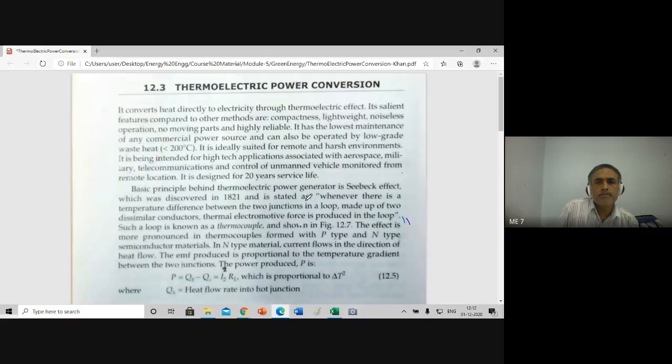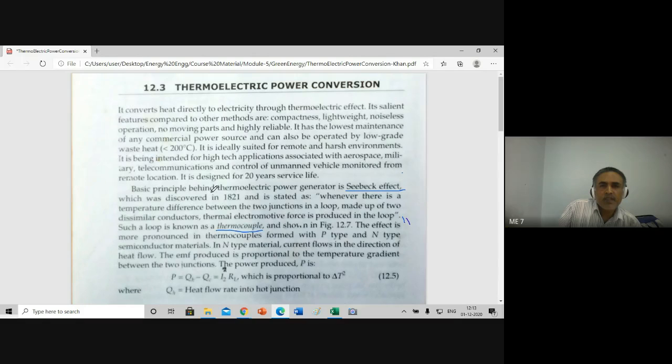Look at this. This is the thermocouple, the formation of two wires. We call that a thermocouple. A thermocouple produces an electromotive force. That electromotive force is indirectly converted to measure the temperature. The principle of this effect is called the Seebeck effect.